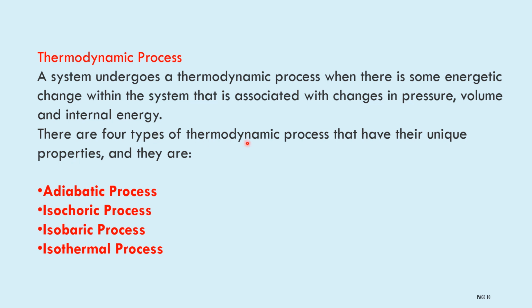There are four types of thermodynamic process that have their unique properties. First one is the adiabatic process, second one is the isochoric process, third one is the isobaric process, and fourth one is the isothermal process.